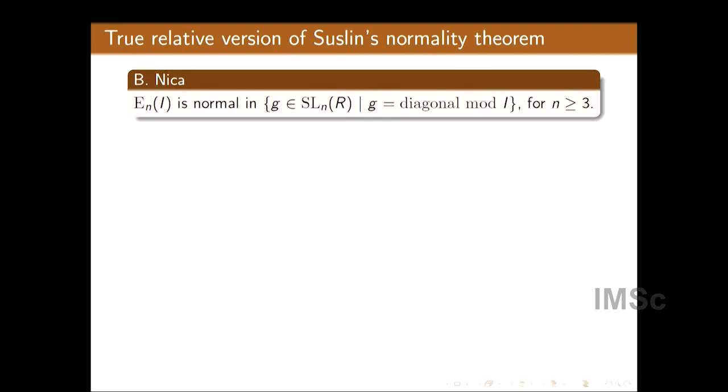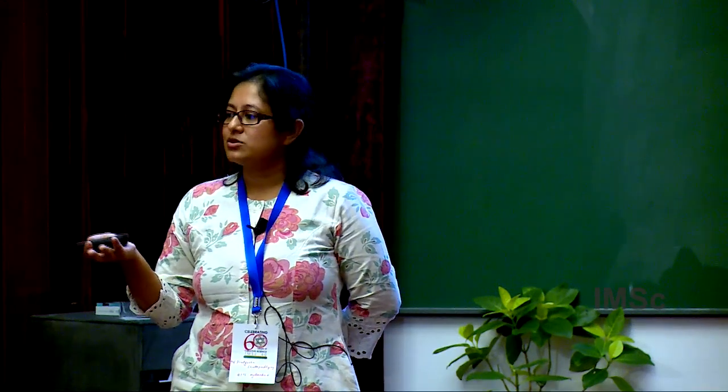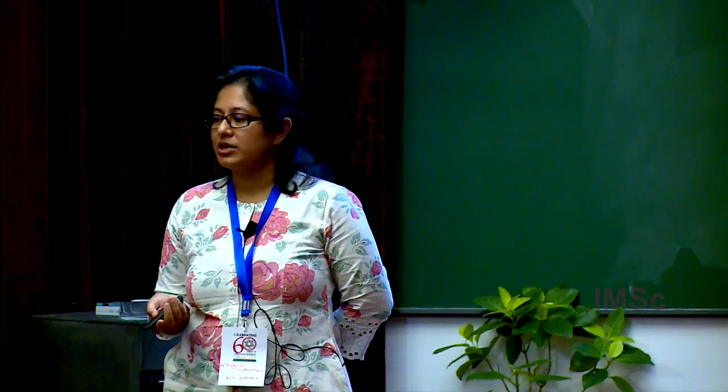All right, now next I will move to another result which is named the true relative version of Suslin's normality theorem. This was proved by Bogdan Nica. This says the relative elementary linear group E N I is normal in this particular group, which is the subgroup of SL N R generated by all those matrices which are diagonal modulo the ideal.